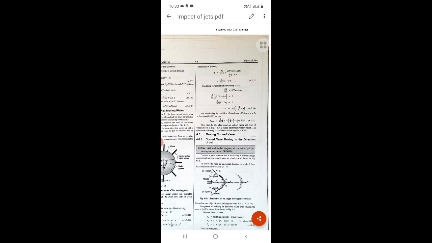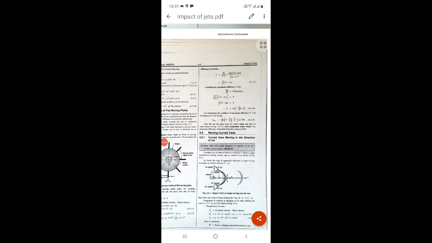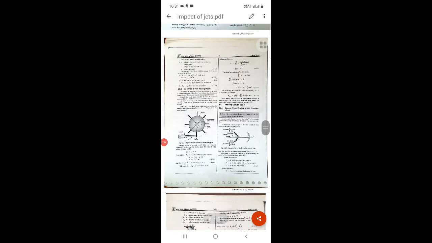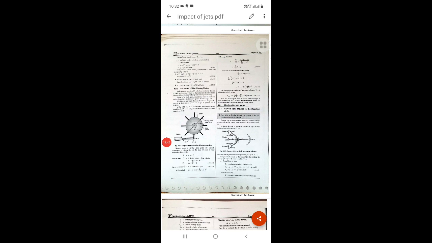The condition for maximum efficiency is d by dU of 2 (V minus U) U upon V square equal to 0. So V minus 2U is 0, so V is equal to twice U. Putting that in the equation, the efficiency is half, or 50%. Note that for flat vanes of this type, the maximum efficiency is 50%. So write down the derivations.